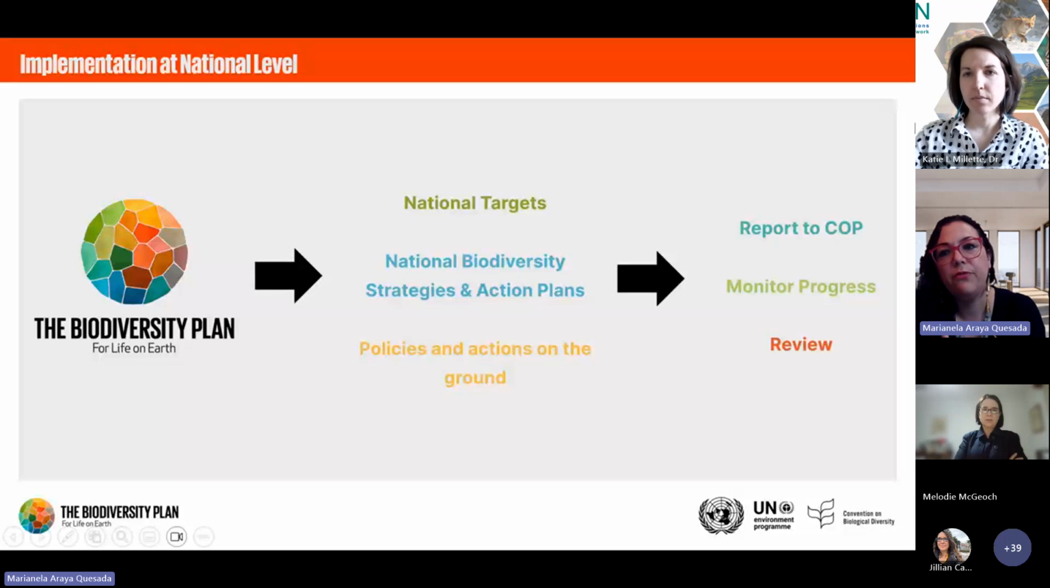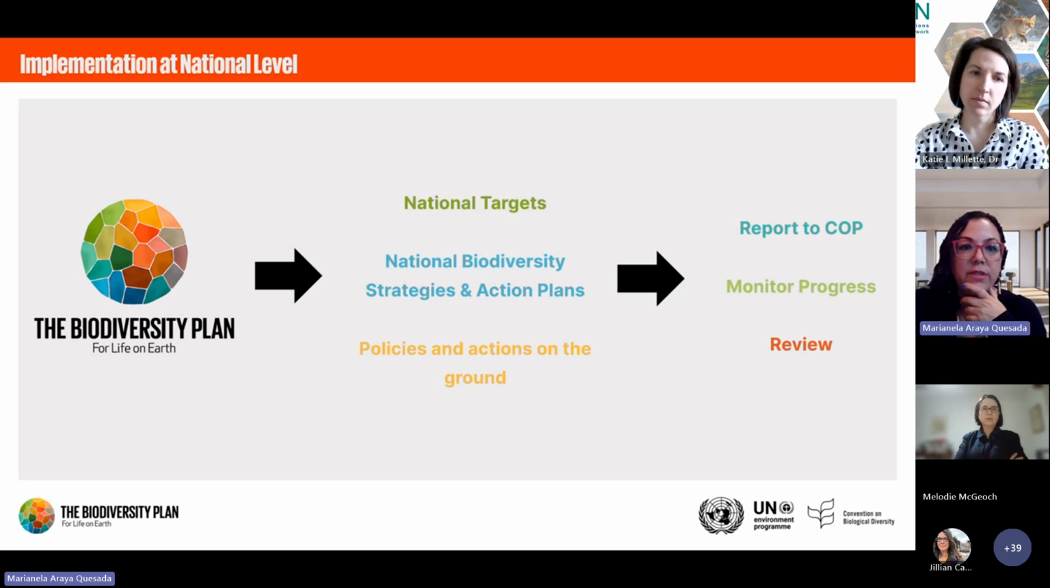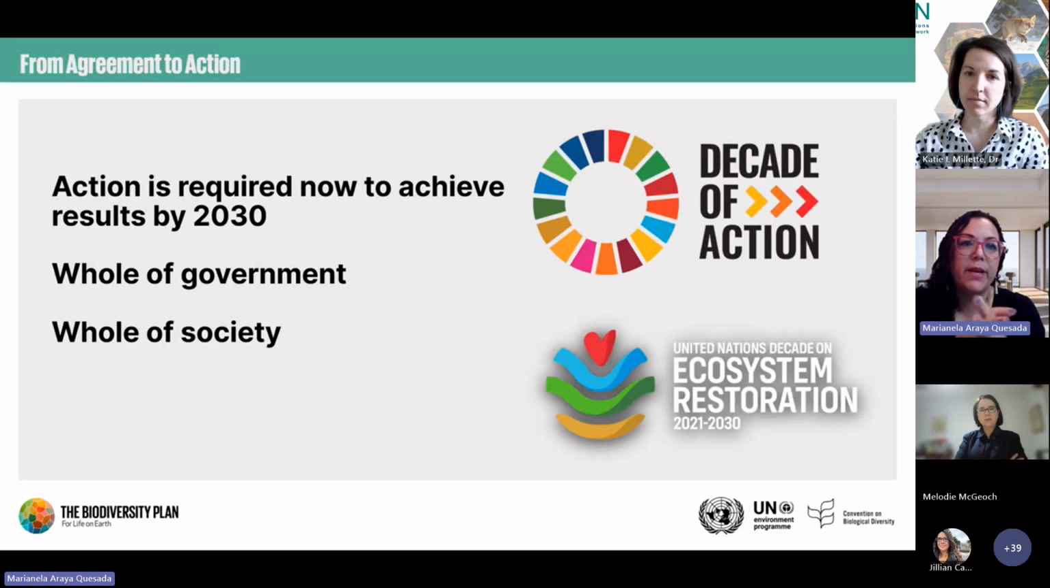And then, as I mentioned before, it's very important to keep track of what we're doing and to know if we are on the right track and path. Therefore, there will be reporting to COP, and there are monitoring and progress elements, as well as review elements considered in the framework. So you will be hearing more about that soon from the next presentations. I'm going to conclude by saying that action is required now if we want to achieve something by 2030, and that it's very important that we follow the whole of government and whole of society approach as promoted by the framework.